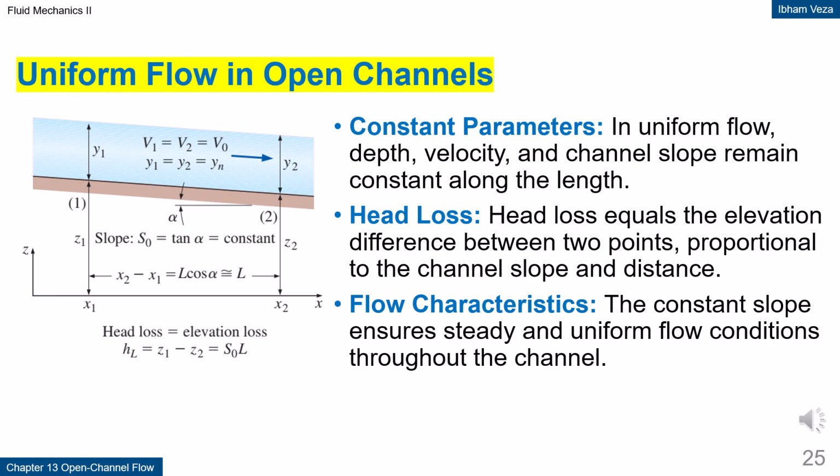Uniform flow in open channels. In uniform flow, the depth, velocity, and channel slope remain constant along the flow length. The energy loss per unit length is equal to the elevation drop of the channel bed. This indicates that the energy line and the channel bed are parallel. This condition only occurs if the geometry and roughness of the channel do not change. This model is very useful as an initial approximation in channel design.